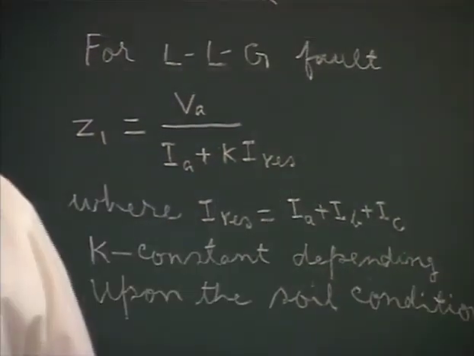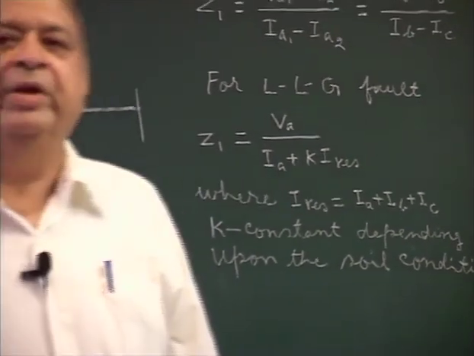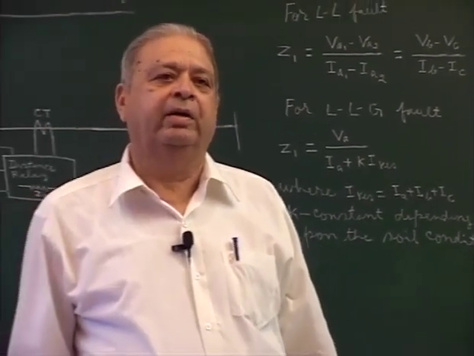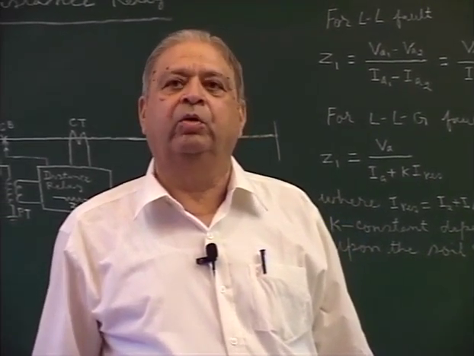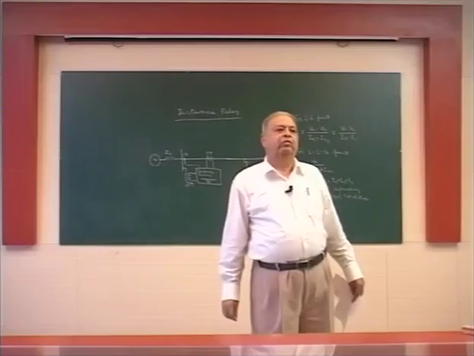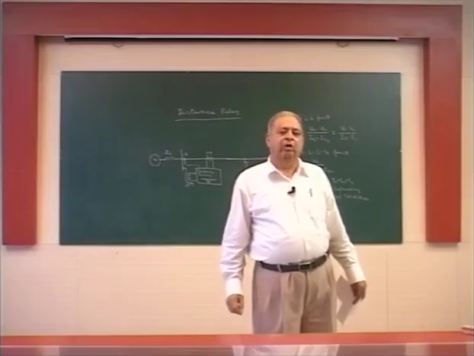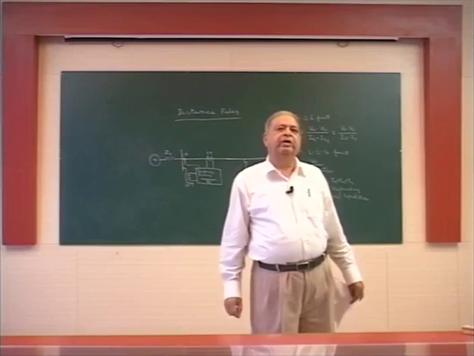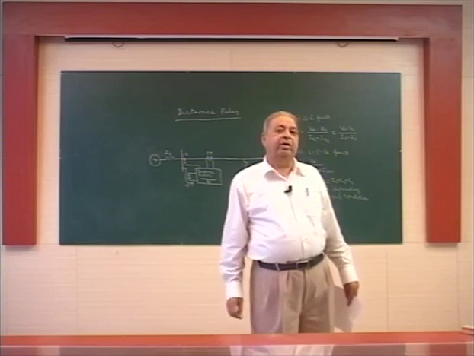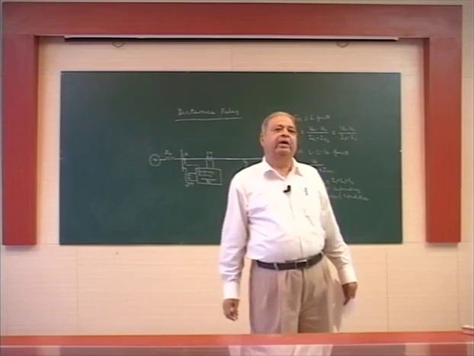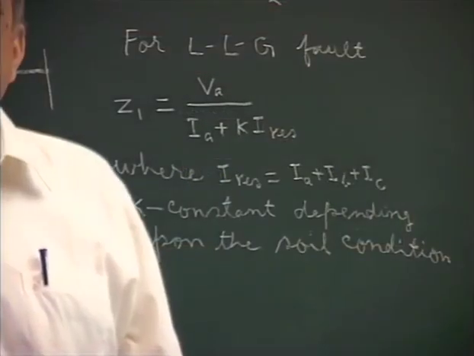So, for a double line to ground fault case, the impedance is VA by IA, and in denominator plus K times I residual is still more, because for a fault involving ground, the zero sequence impedance comes into play, and that is approximated by K into I residual. K depends upon the condition or the conductivity of the soil in the area, because earth current does flow through soil.